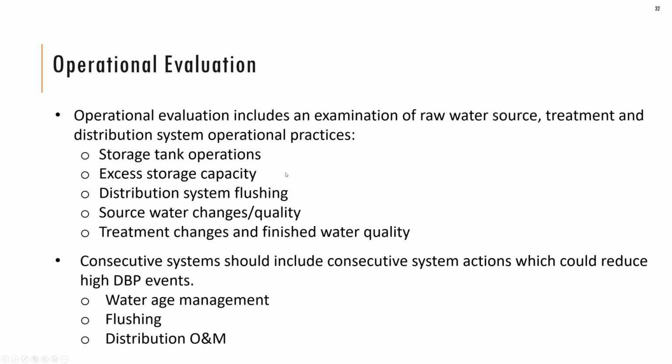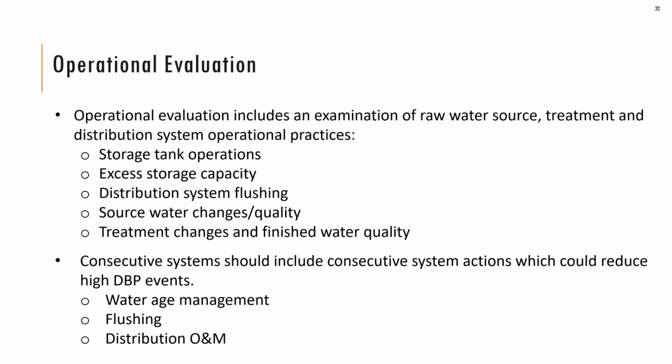The evaluation includes an examination of the raw water source, treatment, and distribution practices that may potentially cause these DBP formations. And these can include storage tank operations, excess storage capacity, distribution system flushing practices, which may be done improperly, changes in source water or source water quality, or changes in treatment and treated water quality, which is causing higher levels of TOC to enter the distribution system, causing higher levels of DBPs to form.